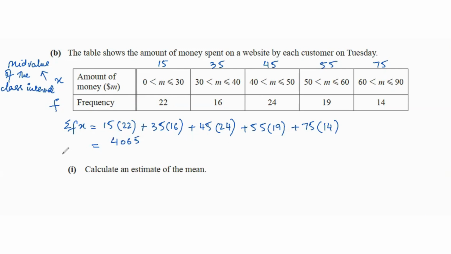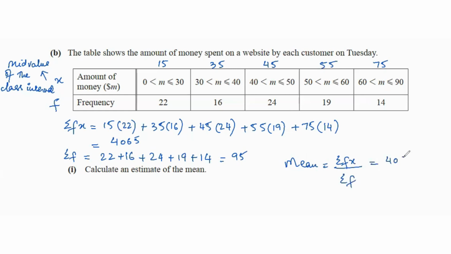Sigma f is going to be the sum of frequency. So that's 22 plus 16 plus 24 plus 19 plus 14. That's 95. So mean is going to be sigma fx divided by sigma f, which is 4065 divided by 95. And that is going to equal 42.8.